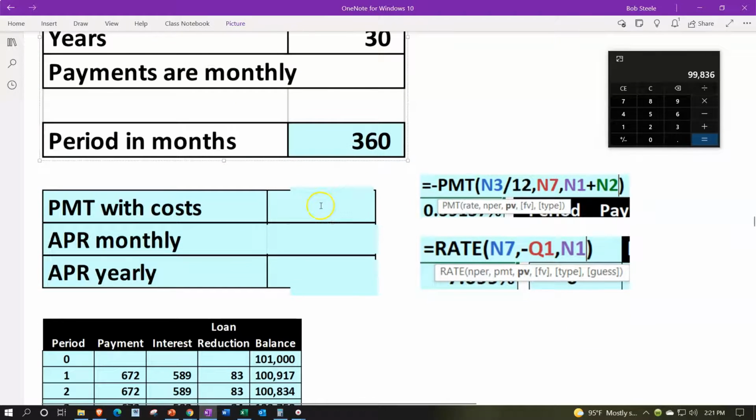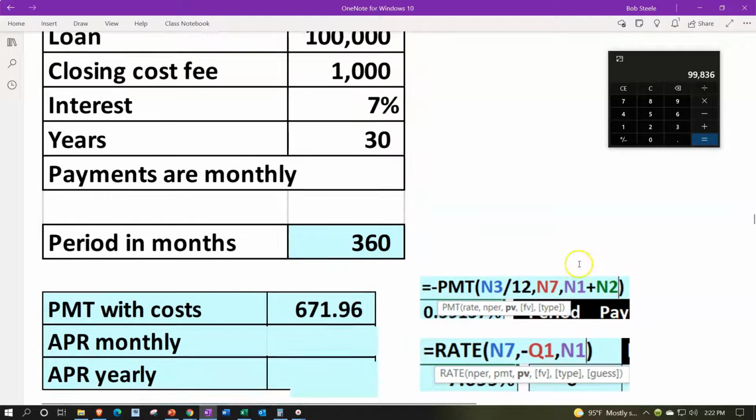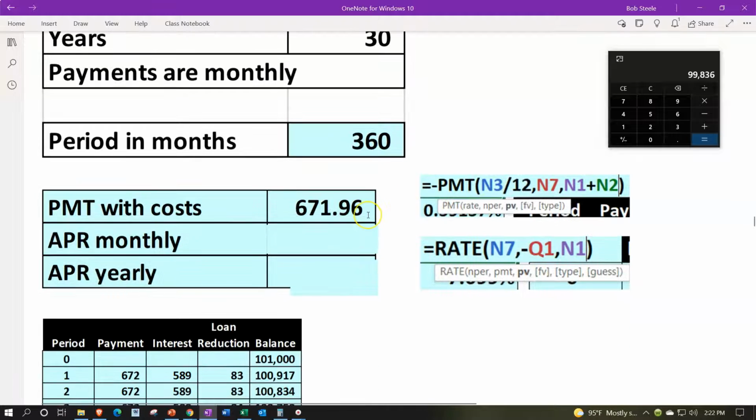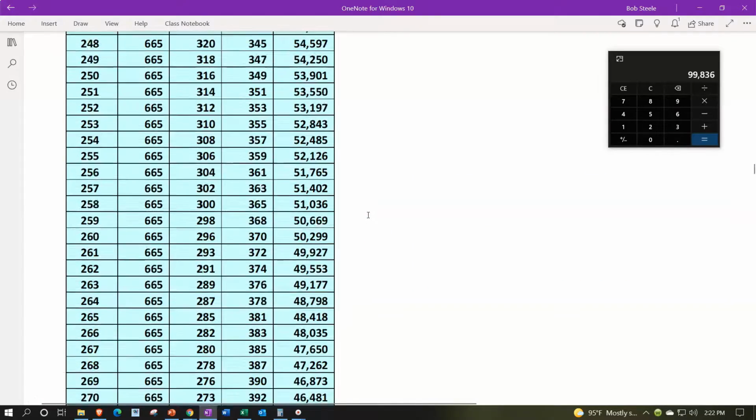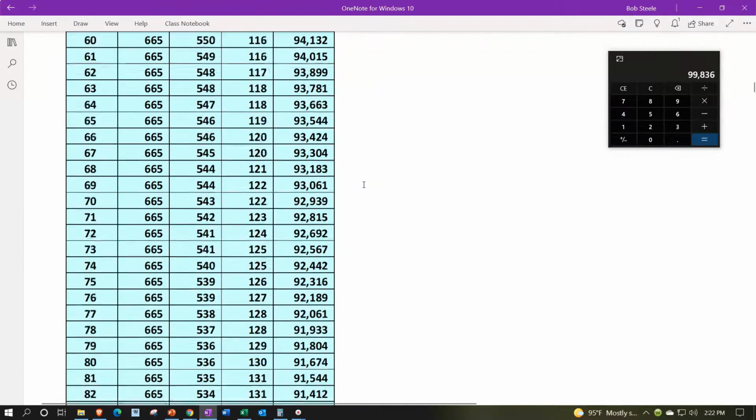So if we do our payment, then it's going to be the same payment calculation, but now we've got a larger loan amount. So we got the payment, negative payment. The rate is still the 7%. We're going to divide it by 12 to give us that monthly rate. Same thing there, comma. Number of periods is still 360, which is 30 times 12. And then comma. Now the present value, though, now does have an added value. The present value, not just the loan of 100, but 101,000. So that then gives us slightly different, the 671.96, as opposed to what we had before, way up here, 665.30.